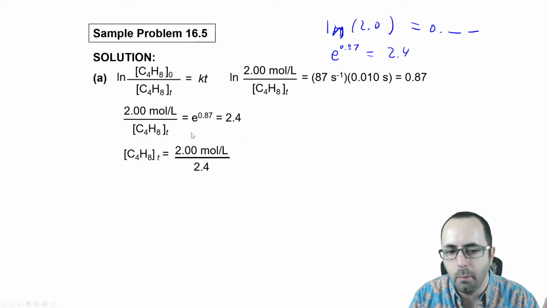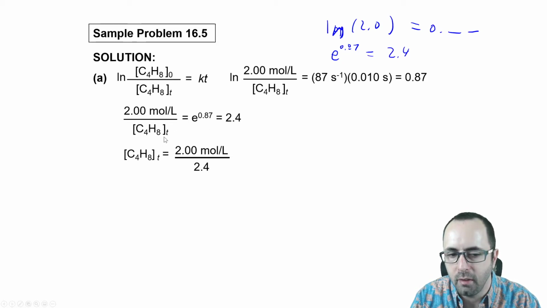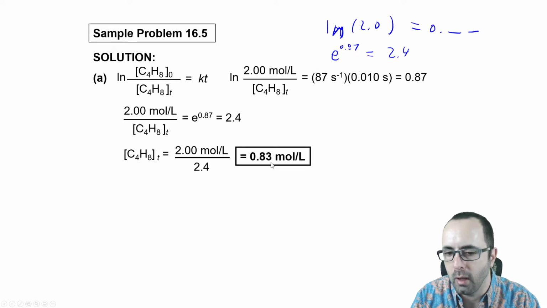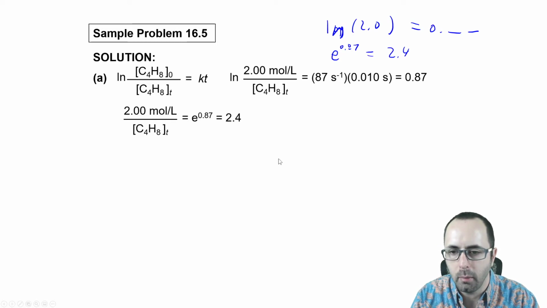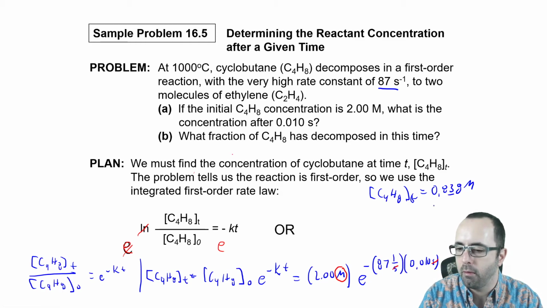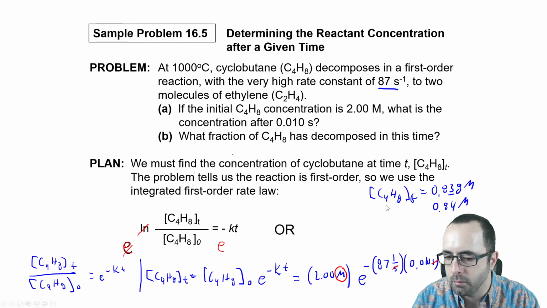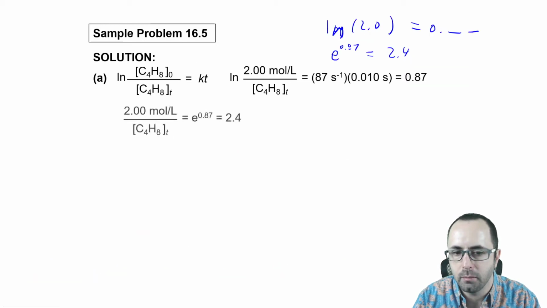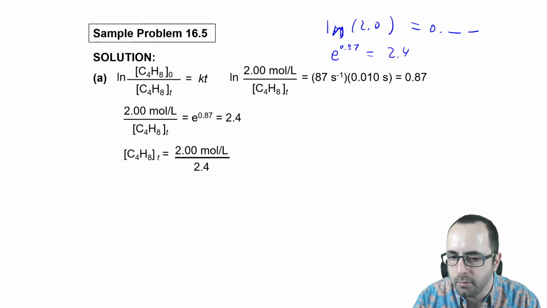And then at that point, you multiply both sides by C4H8 at time t, divide by 2.4, and you get about 0.83. And I think I would have gotten 0.84. Let me go back to the last slide. Yeah, so mine is 0.84. And this is all because there was a rounding in the middle, and I carried all my digits here. But they're the same answer, essentially. So you can do this either way.